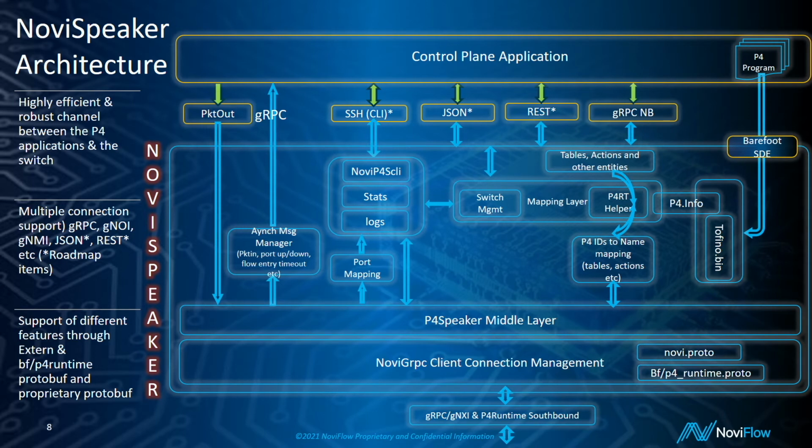We release this protobuf file to our customers along with the release of NoviSpeaker, and the same corresponding protobuf file is available in NoviWare NOS also. Of course, you require a corresponding protobuf file at the gRPC server level also, right? So this proto is used in the gRPC client, which is NoviSpeaker, as well as in the gRPC server that is part of the NoviWare NOS running in the Tofino.